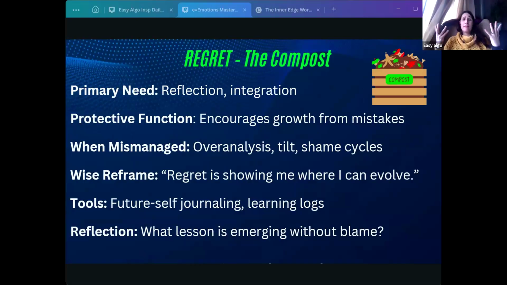Regret, huge one. Regret. Why did I do that? Oh, I'm such an idiot. Can't believe I made the same mistake again. This is your compost, ladies and gentlemen. This is the fertilizer that we grow from. We cannot go back in time. We don't have a time machine, but we absolutely can learn from our mistakes. So this primary need is reflection and integration.